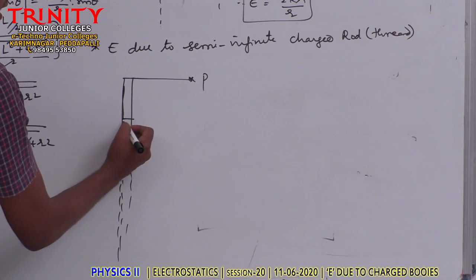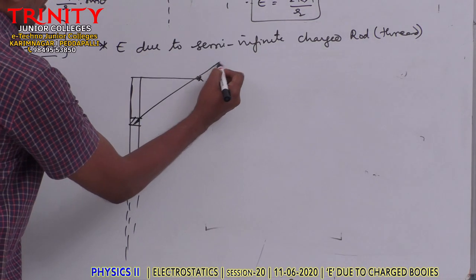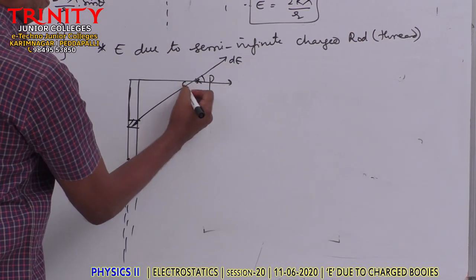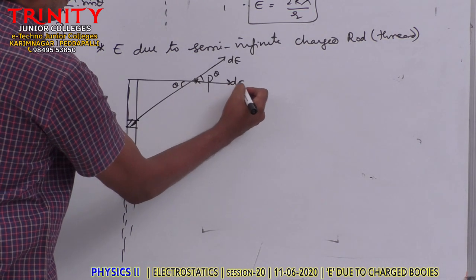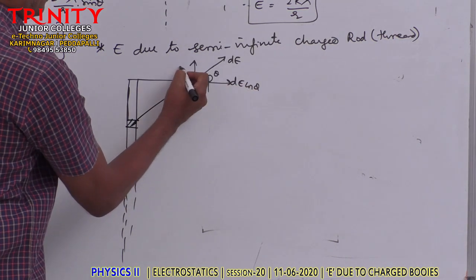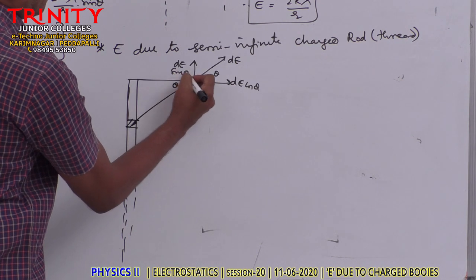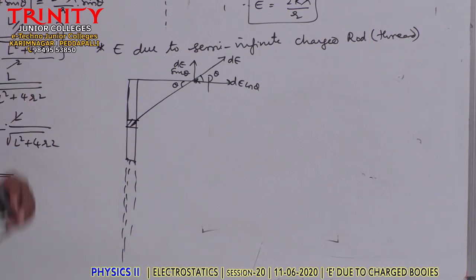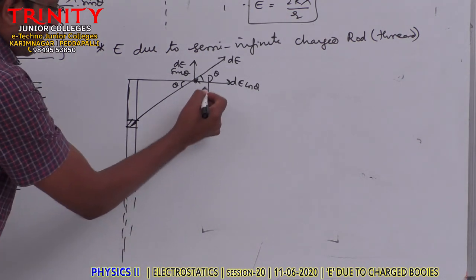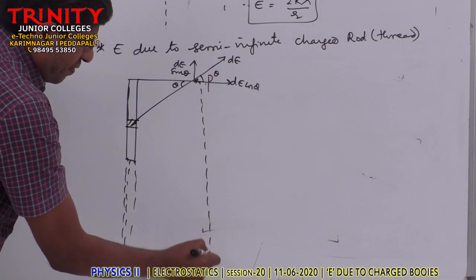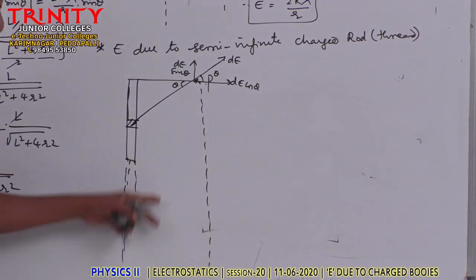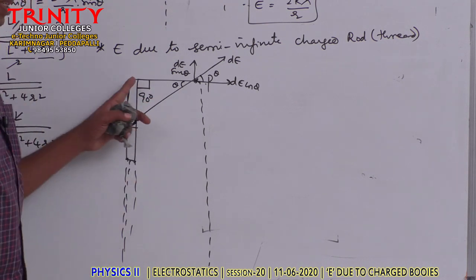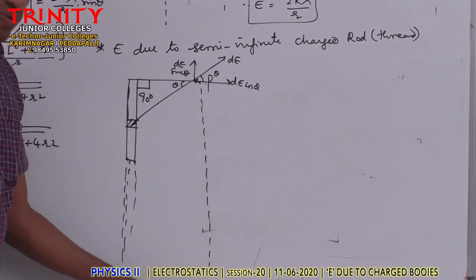See here, if you take any element at this point, this is dE and it can be resolved into dE cos theta and dE sin theta. That means Ex and Ey. And one important thing is, for the other end, if you want to join the other end somewhere in infinity, what was the initial angle here? 90. Theta 1 is 90. What will theta 2 be?